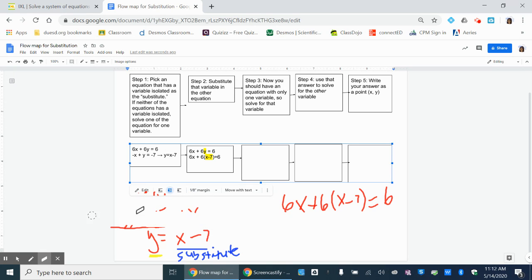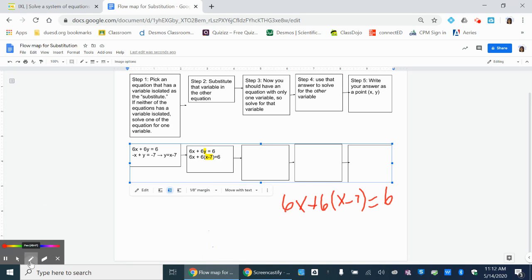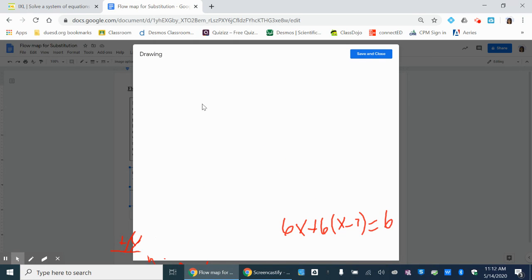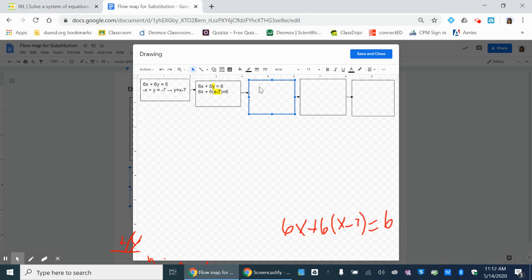I'm going to go ahead and erase this. Please remember, you can pause and rewind, so you can go back and see the work and take notes. Actually, I'm going to do that right here on step 3. Now I've changed that first equation so that it is 6x plus 6 parentheses x minus 7 equals 6.